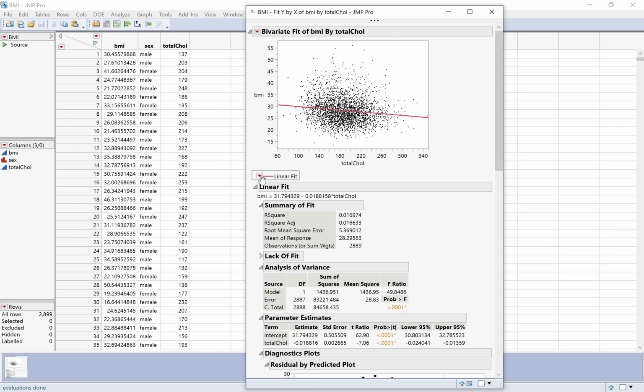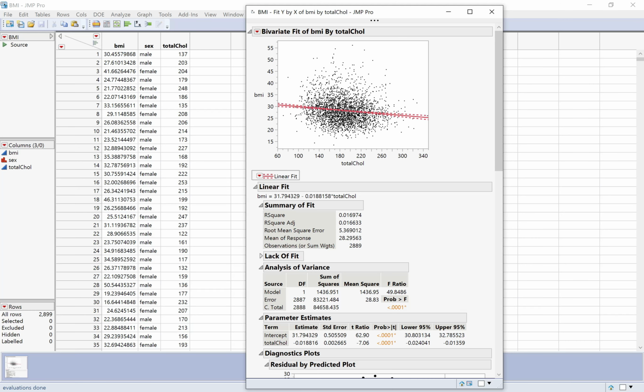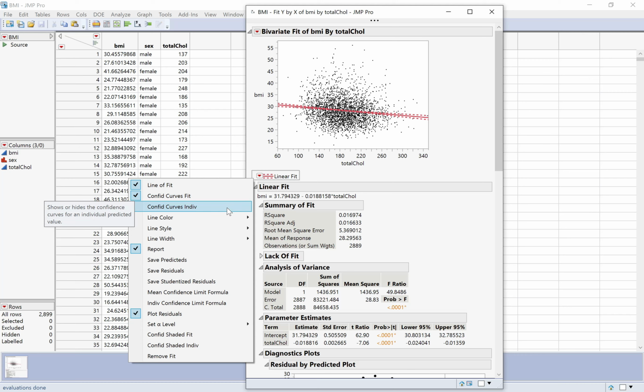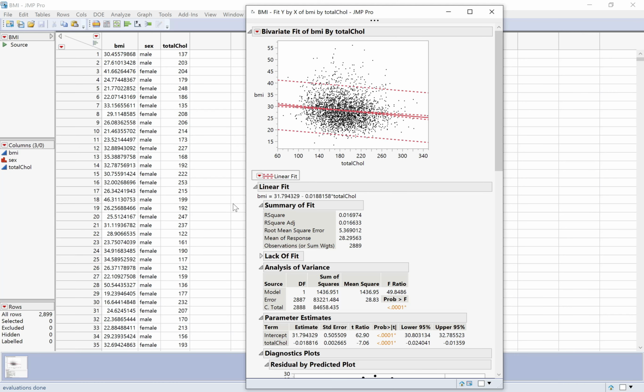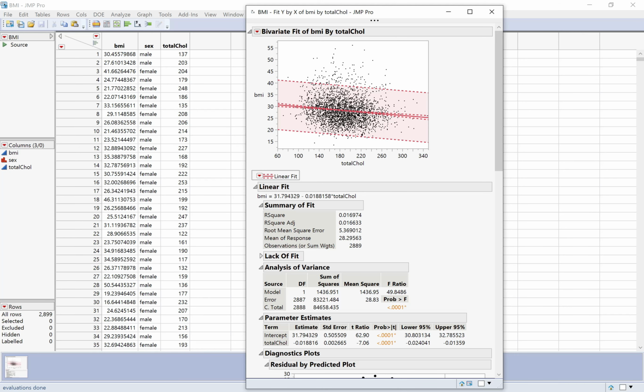Okay, and then to add the confidence interval and the prediction interval, I'm going to go down here where it says linear fit. And I have the confidence curves for the fit and the individual. Where it says confidence curves fit, that's for the regression line. So that is the confidence interval. That's the small one. And then where it says confidence curves individual, that's for the prediction interval. That's the wide one. We can also change this up a little bit. Instead of having the dotted lines, if we wanted to have shaded areas, we can come down here where it says confidence shaded for fit and individual. So like if I did for individual, that would have my whole prediction interval shaded. So you've got some options there.